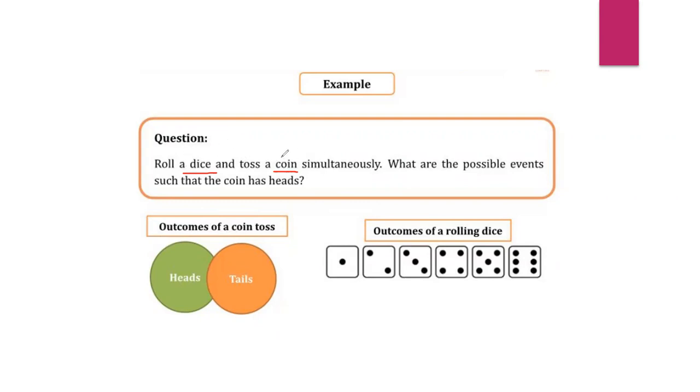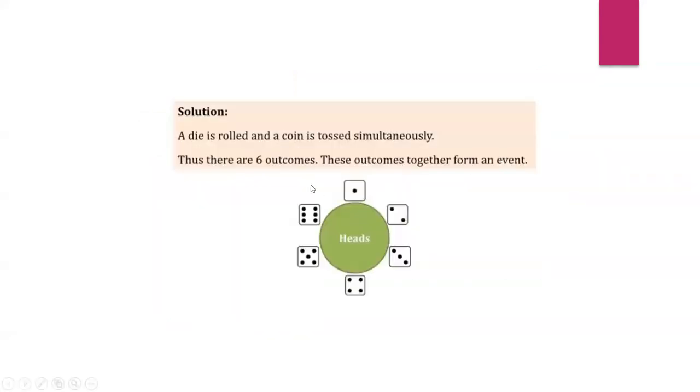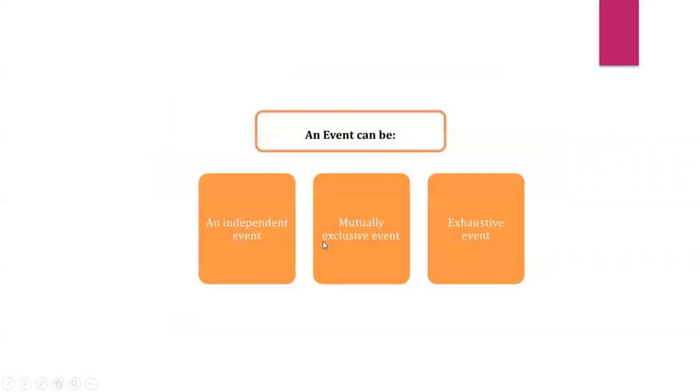Now what is the question? Roll a dice and toss a coin simultaneously. What are the possible events such that the coin has heads? So we are just considering only the heads. Because we are tossing it simultaneously, it can be head with 1 or head with 2, head with 3, head with 4, head with 5 or head with 6. Perfect. So let us now look into the solution. Can you see that? Because the question is about the head, and in the die it can be either 1 or 2 or 3 or up to 6.